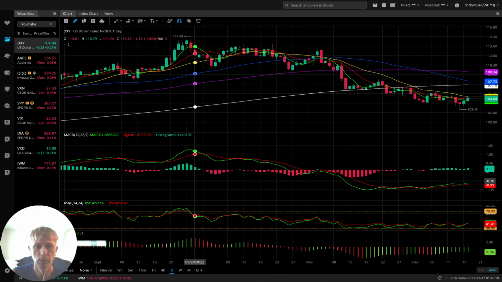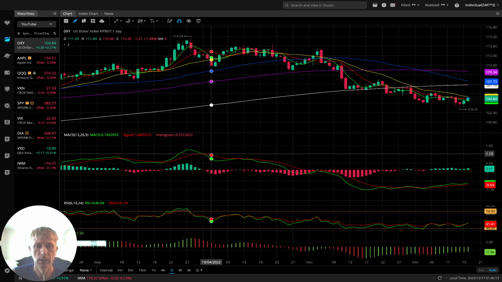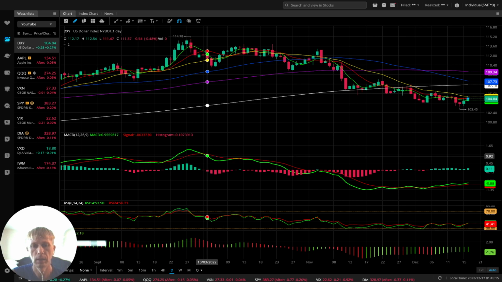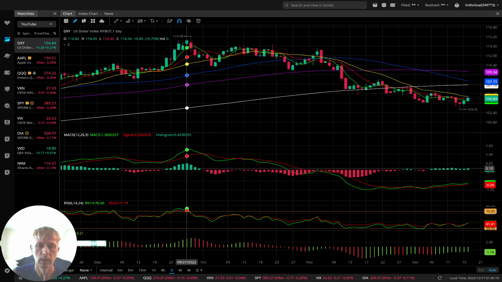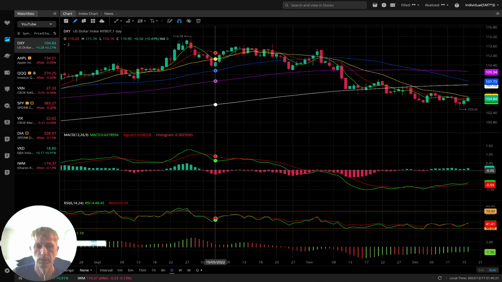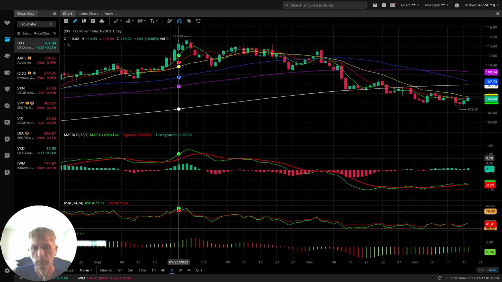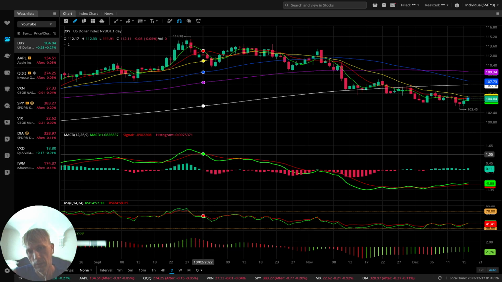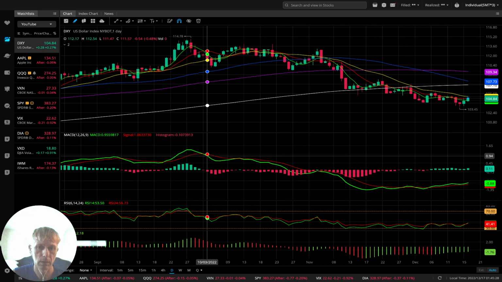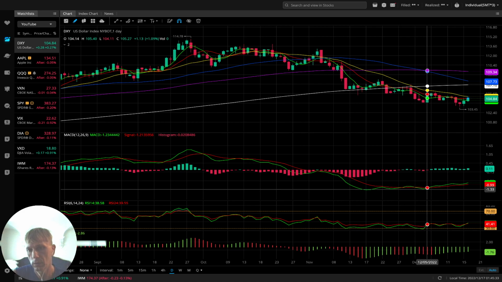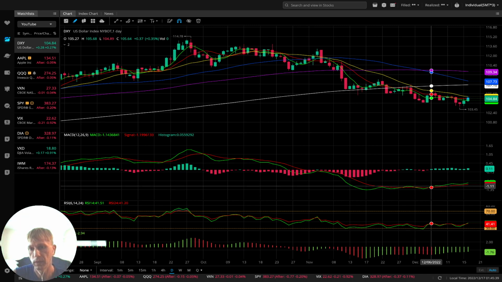I'm using three indicators: MACD, red signal line, green line is the MACD line, histogram green is bullish, red is bearish. When the green line crosses the signal line downward, it's a bearish crossover. When the green line crosses the red line upward, it's an uptrend, a bullish crossover.